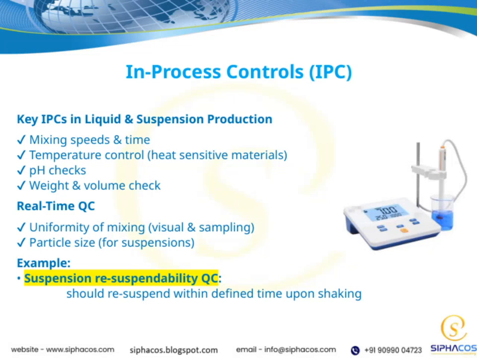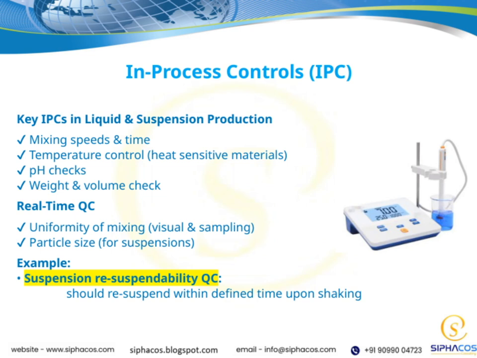Now, let's talk about in-process controls, or IPCs, which are crucial during liquid and suspension production. These controls help us monitor and ensure quality throughout the manufacturing process. First, we look at mixing speeds and timing. Getting the right speed and duration ensures that ingredients blend properly without overmixing or undermixing. Next, temperature control is vital, especially when working with heat-sensitive materials, because even slight temperature variations can affect product stability. We also perform pH checks regularly to maintain the correct acidity or alkalinity, which can impact product efficacy and safety.